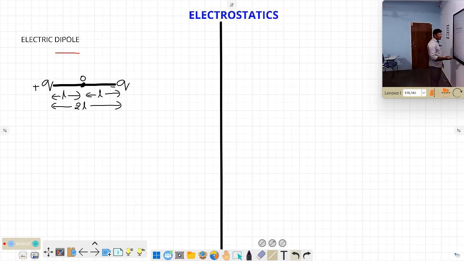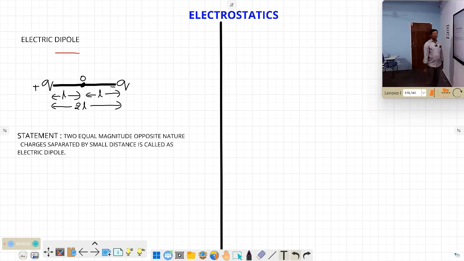So we can write the statement here. The statement we can define like this: two equal magnitude and opposite nature charges separated by a small distance is called an electric dipole. So plus q and minus q, both of the same magnitude and opposite nature, separated by a small distance, we call an electric dipole. This electric dipole we indicate with the letter P, and it is a vector quantity, so we indicate it with an arrow.